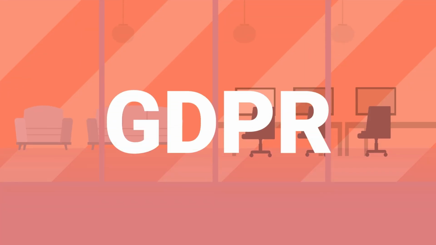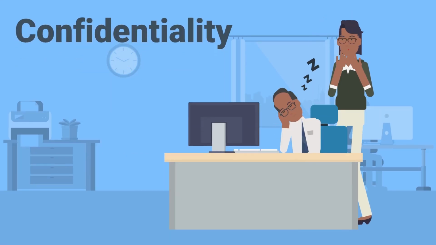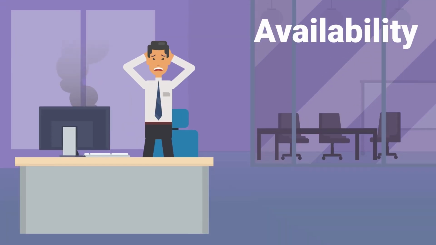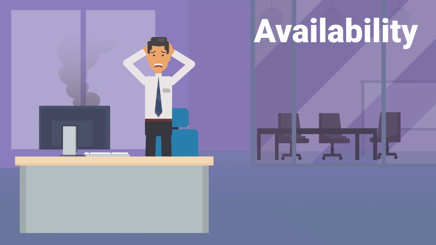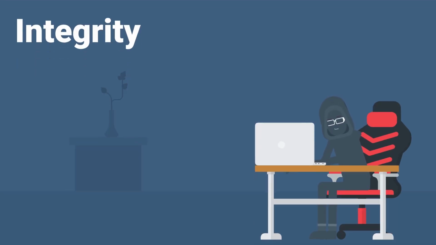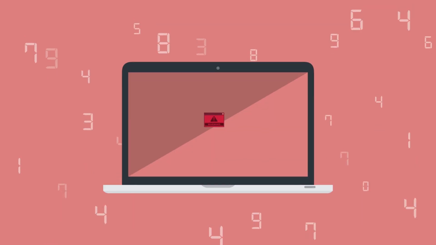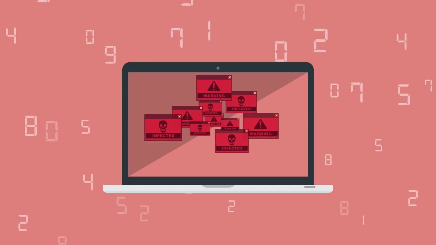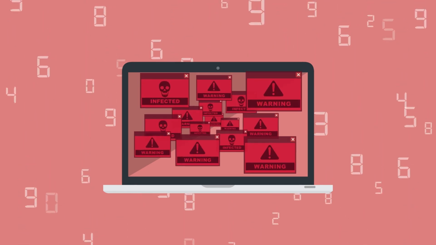GDPR categorizes personal data breaches according to 3 well-known information security principles. A confidentiality breach occurs when there is unauthorized or accidental disclosure of or access to personal data. An availability breach refers to an accidental or unauthorized loss of access to or destruction of personal data. An integrity breach occurs where there is an unauthorized or accidental alteration of personal data. Although some data breaches are easily detected, others may not be easily recognized.